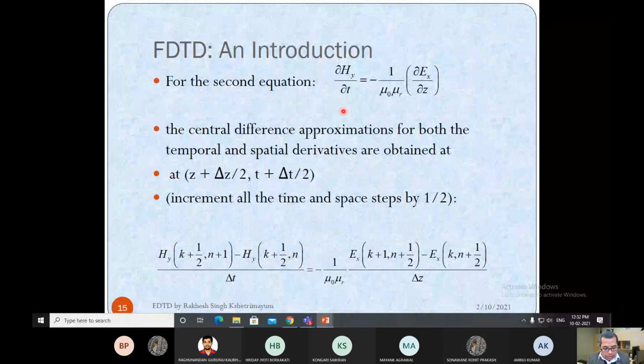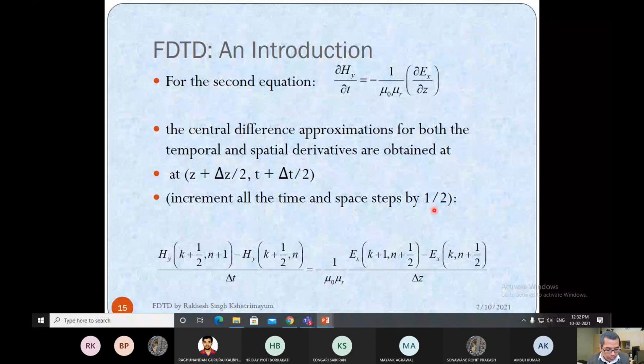Let's go to the second equation. Here also you do the same thing. You do the central finite difference approximation of this time derivative and space derivative. The only thing you need to worry about is that you have to increment all the time and space step sizes by half. So here you are calculating at k, you will calculate here at k plus half. Here you are calculating at n plus half, you will calculate at n plus 1. It was n minus half, it will be n here. So you need to change the time and space steps by half so that you are not calculating the field at the same location. I will show you how you are doing the calculation.